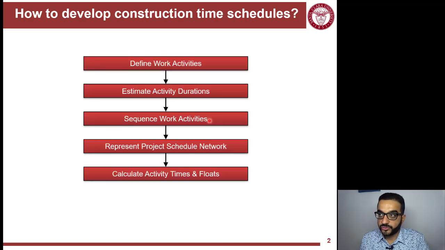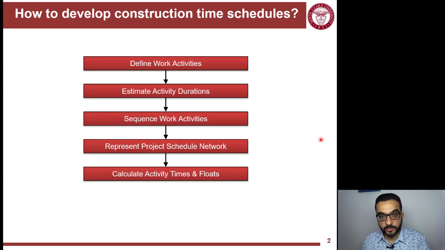So we first have to define the work activities or project activities. You have to estimate the duration of these activities. You have to find the logic or the sequence between these activities. And then you have to represent all of that in terms of a project network. And then do activity or scheduling calculations, what we call the critical path method calculations.